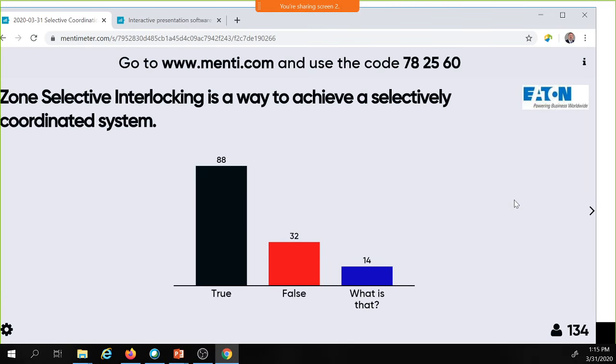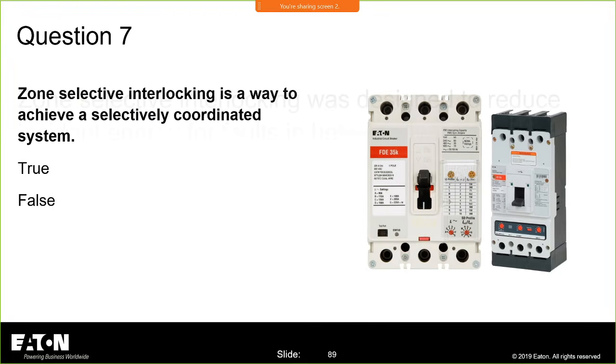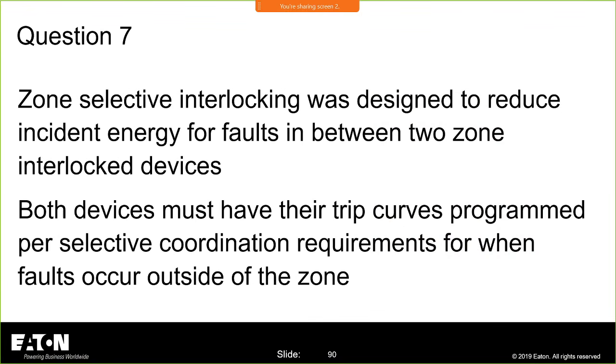I used to watch people do presentations, and I would hear them say, you have to get selective coordination with circuit breakers, you have to do zone selective interlocking. That could be no further from the truth. The answer to this one is false. So 32 of you got this right. 88 of you, I'm going to be changing the world here. I'm going to at least have 88 people understanding zone selective interlocking and why it does not get you selective coordination. And I think the problem with why people always answer that is because of how we teach it.